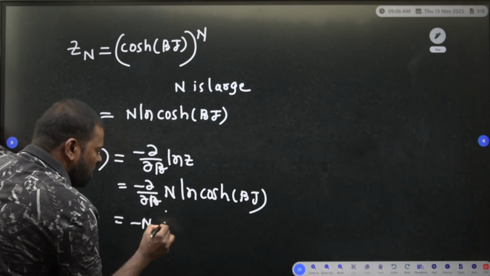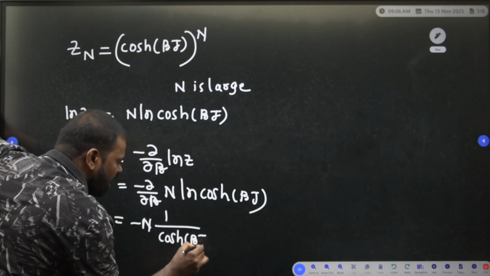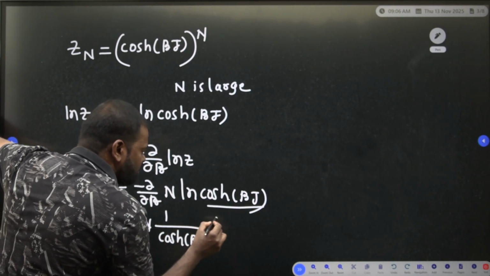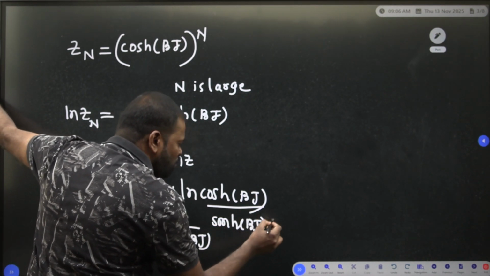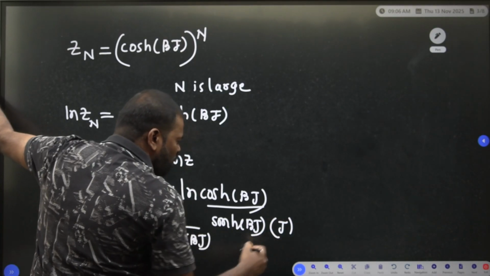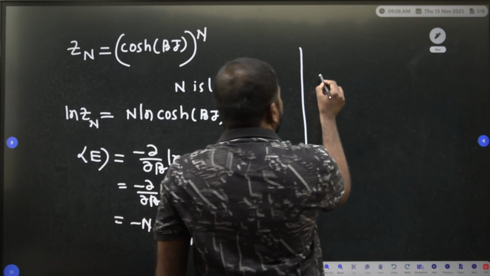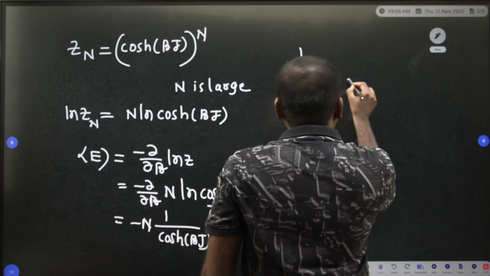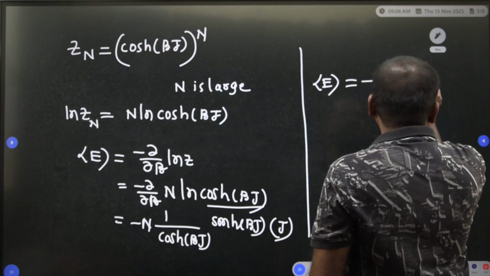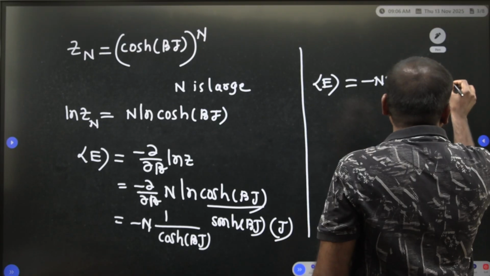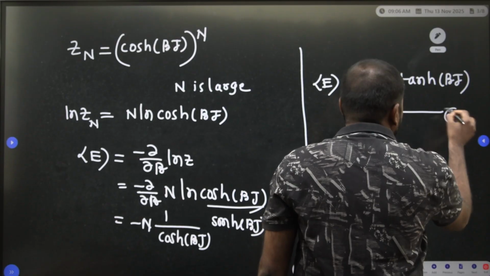So, ∂/∂β of 1 by cosh(βJ); again you have to differentiate cosh(βJ), you are going to get sinh(βJ), and again you have to differentiate, so you are going to get J. Therefore, your average energy value is equal to minus nJ sinh(βJ) divided by cosh(βJ), which is equal to tanh(βJ). This is equation number 2.